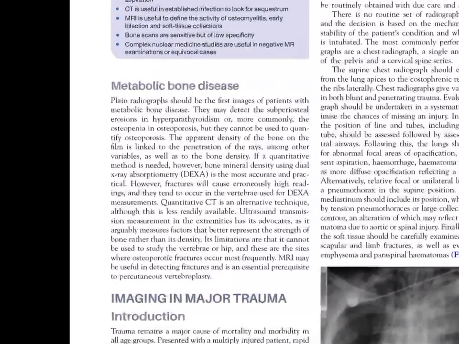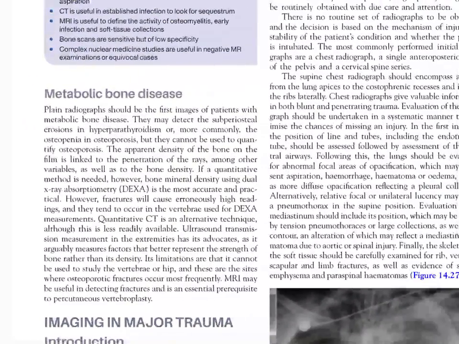Metabolic bone disease. Plain radiographs should be the first image of patients with metabolic bone disease. They may detect the subperiosteal erosions in hyperparathyroidism or more commonly the osteopenia in osteoporosis, but they cannot be used to quantify osteoporosis. The apparent density of the bone on the film is linked to the penetration of the rays, among other variables, as well as the bone density.